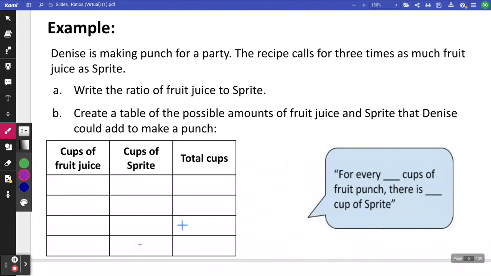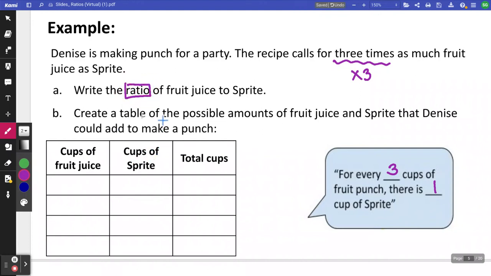Like we said, a recipe normally is going to give you an amount of fruit juice and an amount of Sprite. And when we say the recipe calls for 3 times as much fruit juice as Sprite, that means for every 3 cups of fruit punch, there is 1 cup of Sprite. That would mean there's 3 times as much fruit punch. 3 times means we're talking about some multiplication here. For every 1 cup of Sprite, there are 3 times as much fruit punch. There is 3 cups.